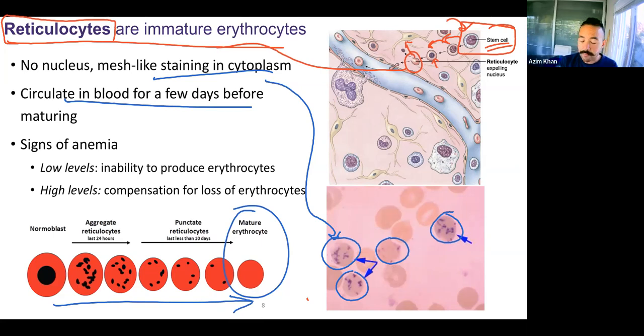Reticulocytes are a useful indicator. We can measure how many reticulocytes are in our blood to distinguish if we have any problems. For example, if we have low levels of reticulocytes, that would mean that we're not producing much from our stem cells. If we're not producing much from our stem cells, then there must be some problem with our stem cells, with our nutrition. There's an issue with production.